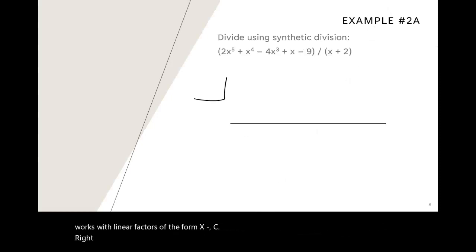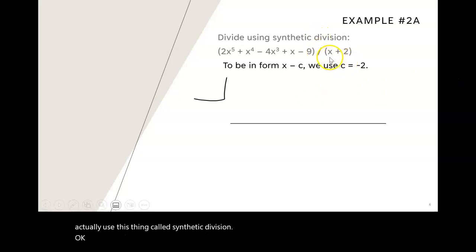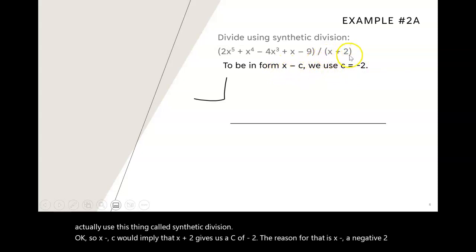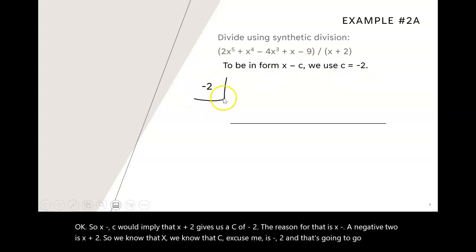All right. So for example, we've got 2x to the 5th plus x to the 4th minus 4x cubed plus x minus 9 divided by x plus 2. And if we can get the divisor in the form x minus c, we're going to be able to use this thing called synthetic division. Okay, so x minus c would imply that x plus 2 gives us a c of -2. The reason for that is x minus a -2 is x plus 2. So we know that c is -2. And that's what's going to go in this little box right here.